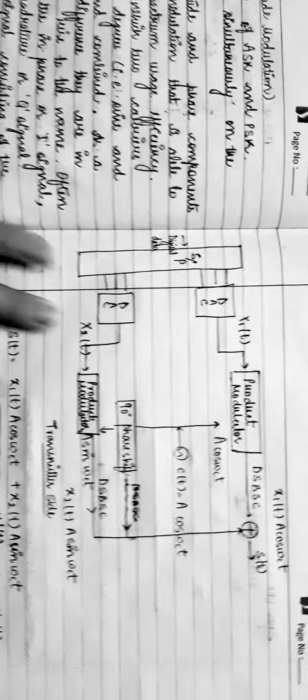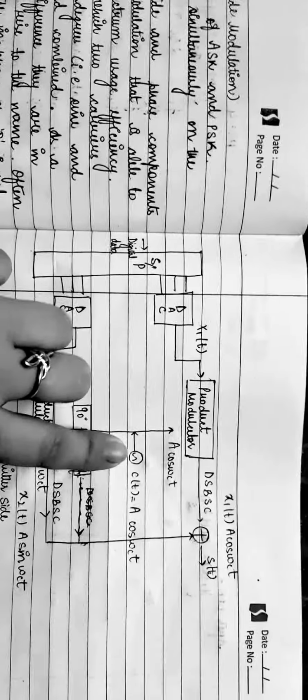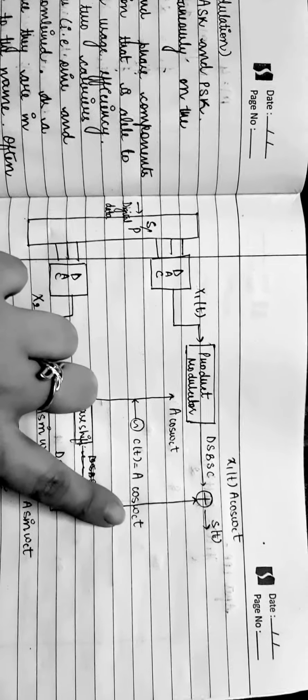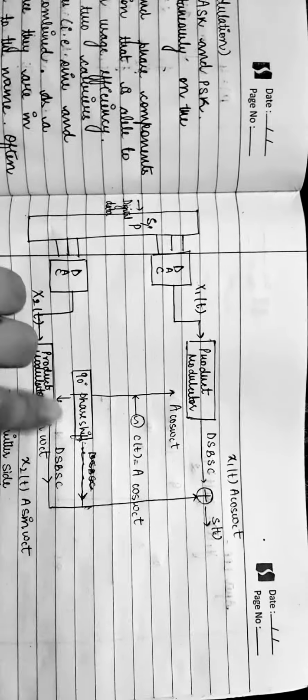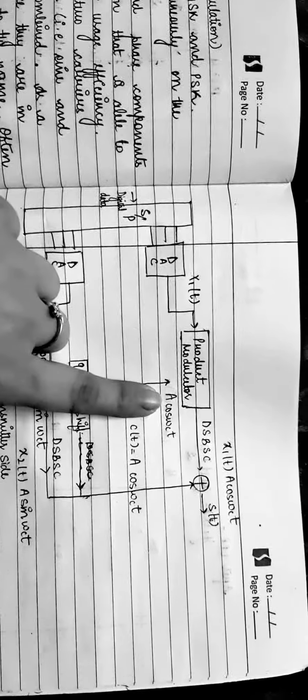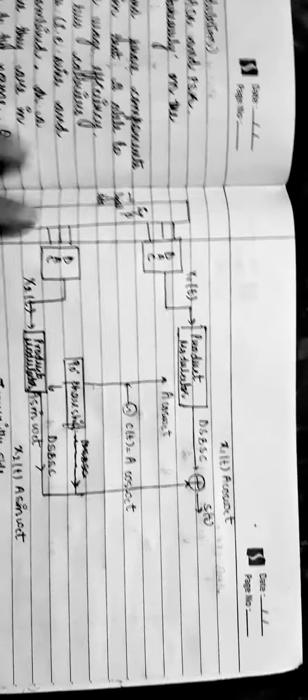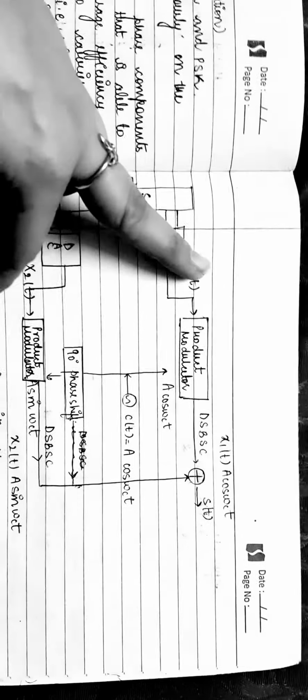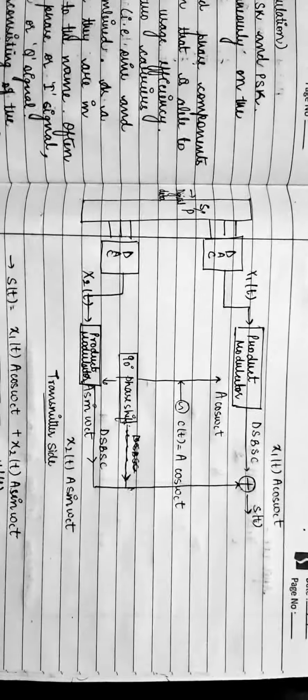First we will be discussing the QAM transmitter side. Here we have a carrier signal that is locally generated, that is c(t) equals A cos omega ct. After applying a 90 degree phase shift, it will be A sin omega ct. Now here we will be applying the input x1(t) passed through the product modulator. Here we use two signals having the same carrier frequency, so x1(t) and x2(t) will be passed through the product modulator.